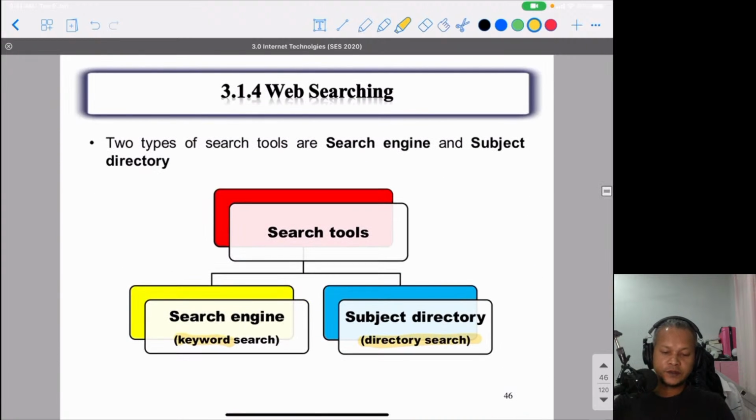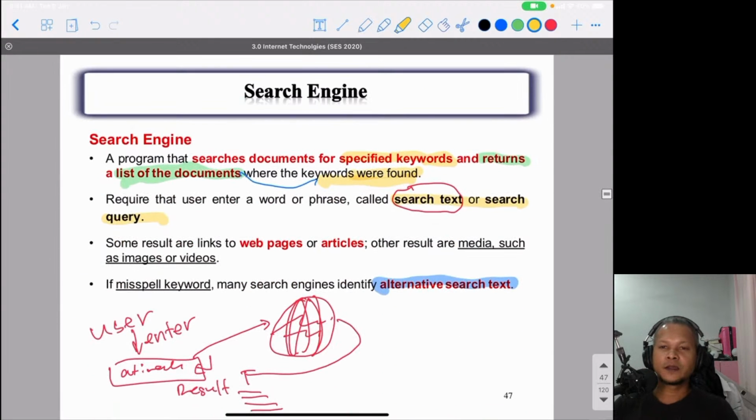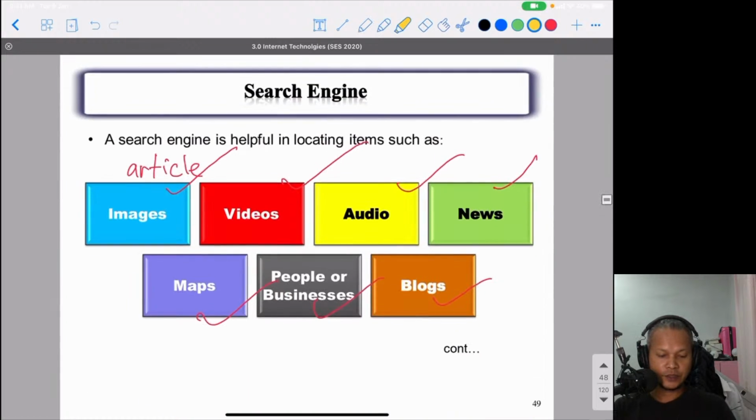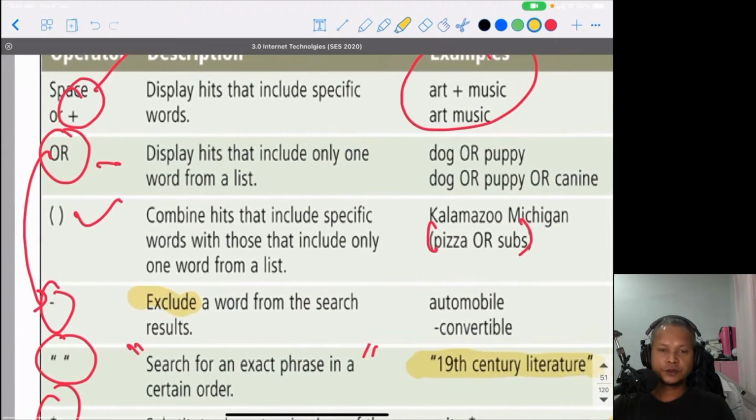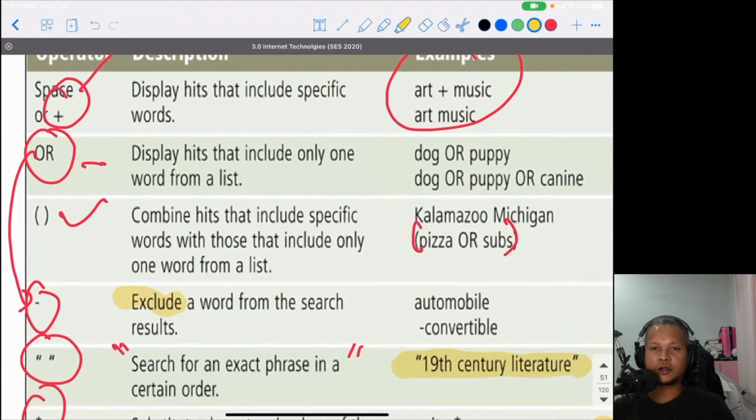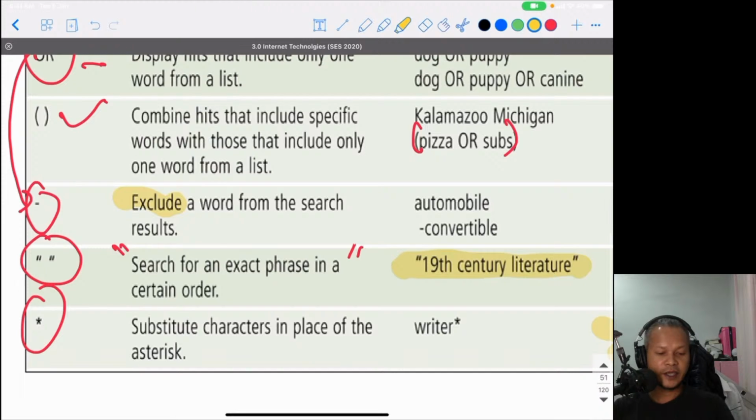Here, a search tool has 2 types: search engine and subject directory. With the search engine, we have the skill of how to search for some information over the internet. This one is important. You need to know how to use plus, or, in brackets, in parentheses, minus for exclude. For an exact phrase, you need to use double quotation marks, and the asterisk as a substitution character in place of a word.